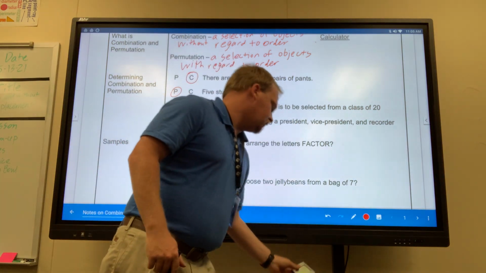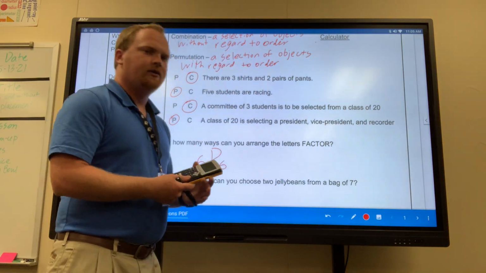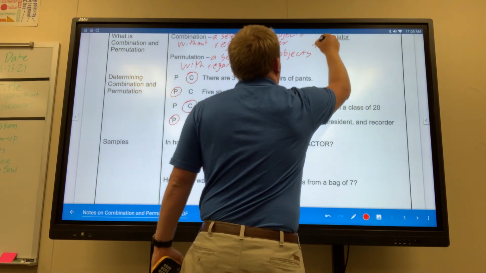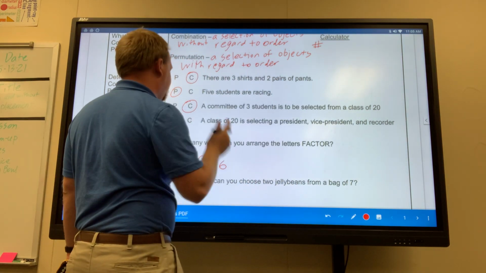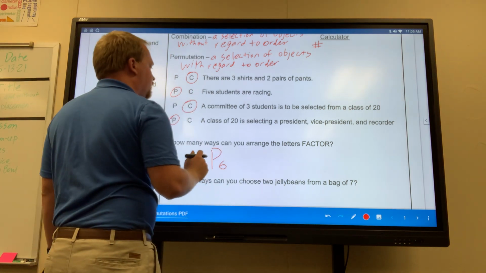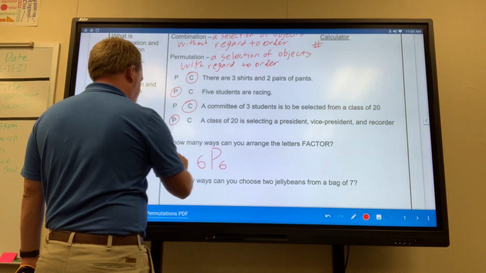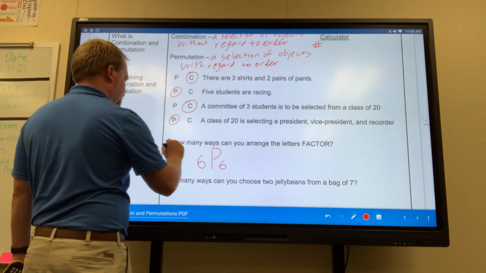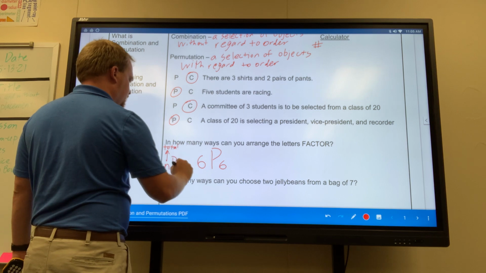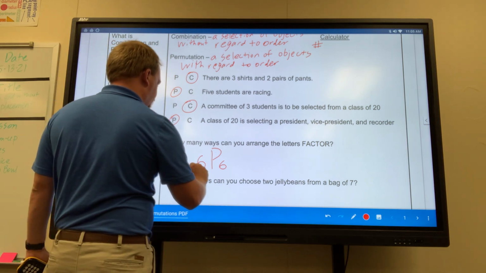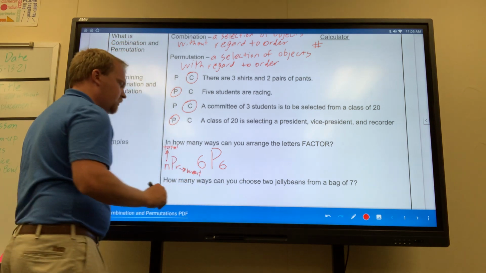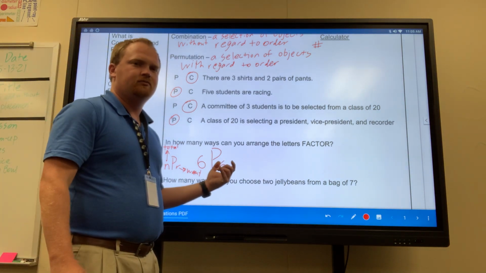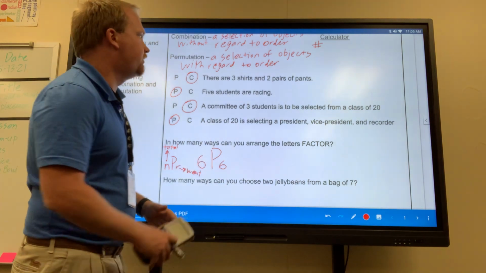Now, in order to do this in a calculator, the first thing I have to do is press the number, which, by the way, I have to do in nPr, where n is the total and r is the number of what we want. For example, we want all 6 letters. We want all 6.